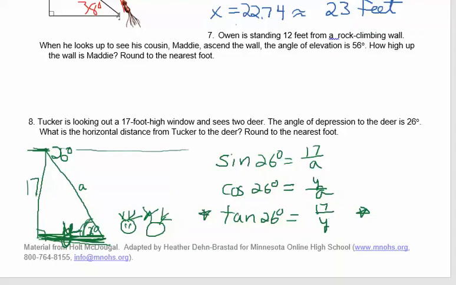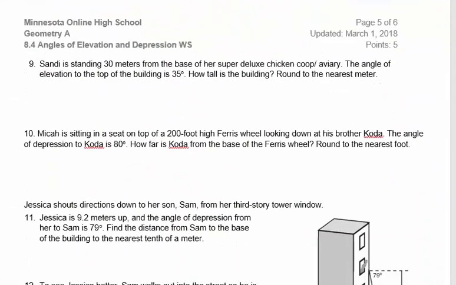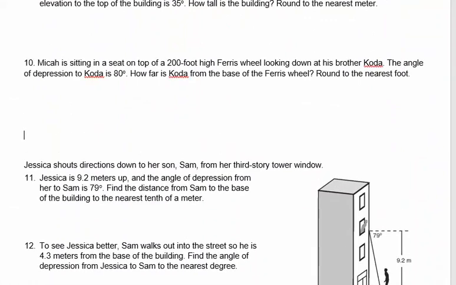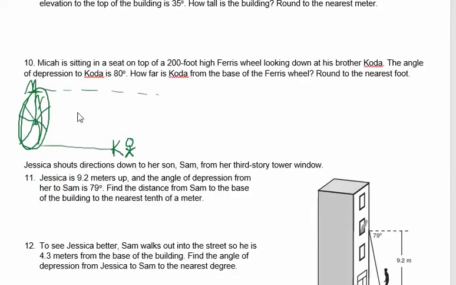All right, you'll have to finish that one. Let's look at one more. How about this one with the Ferris wheel? Okay, so on the Ferris wheel, it says Micah is sitting at the top of a 200-foot Ferris wheel. So he's up here. That's my Ferris wheel. Micah's up there, and he's looking down at his brother Coda on the ground. And the angle of depression to Coda is 80 degrees. So if you go like this, the 80 degrees is in here. So that means that this is also 80 degrees. This is obviously not drawn to scale.